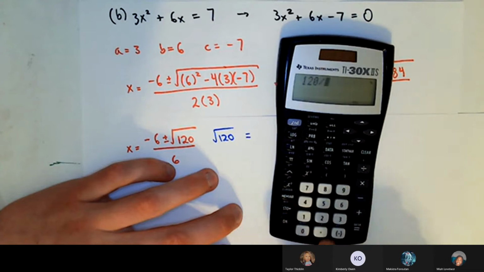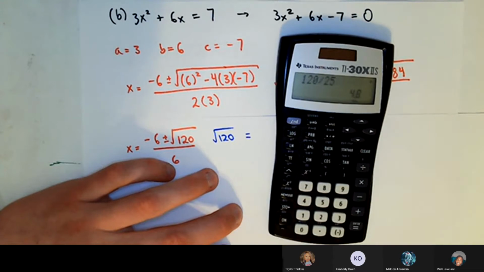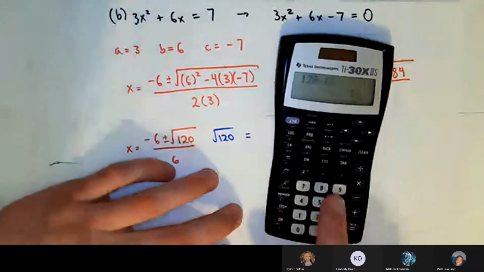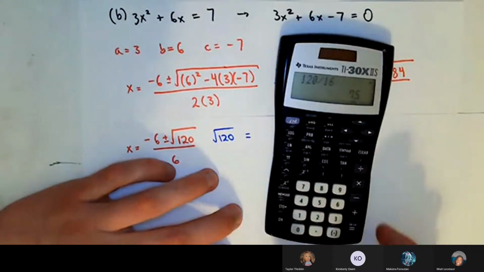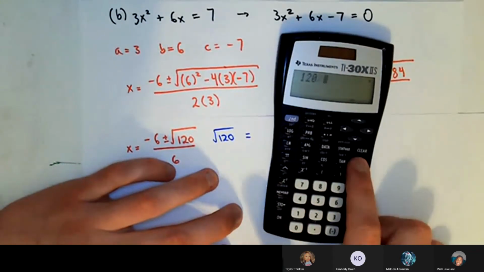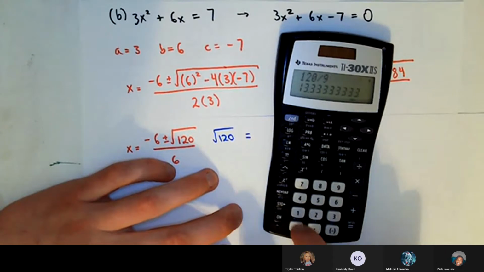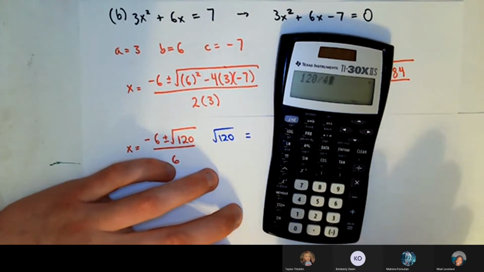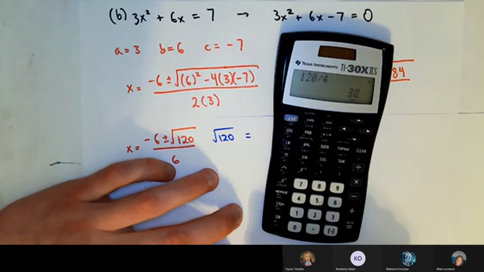How about 25? Definitely not, right? What about 16? Nope, 7.5. 9, definitely not. And finally, I'm just down to 4. Did I skip any? I don't think so. Which is 30.